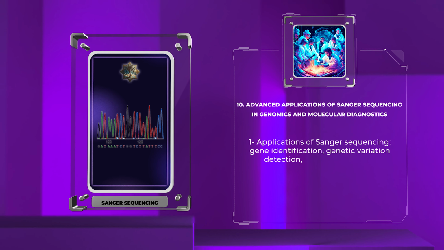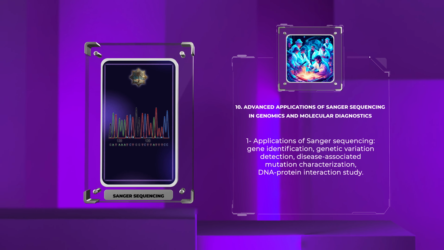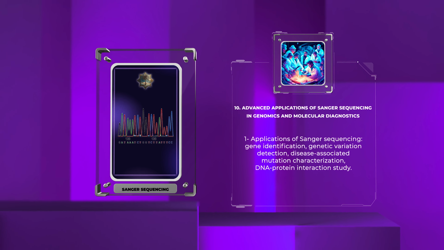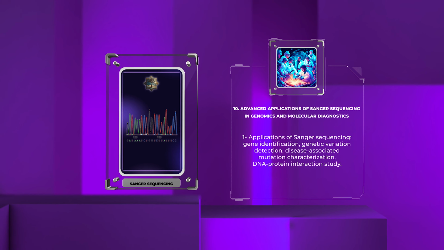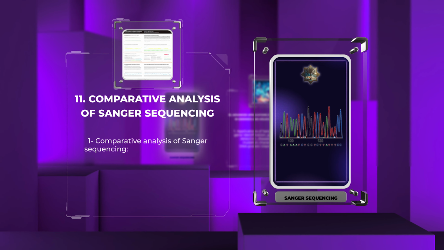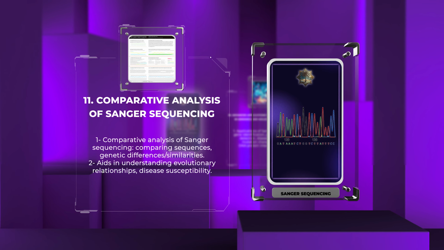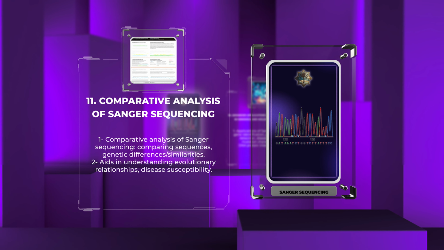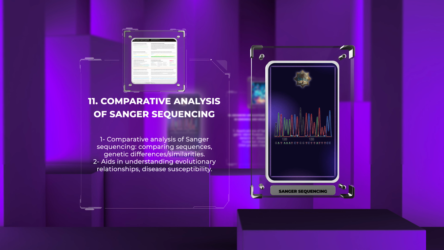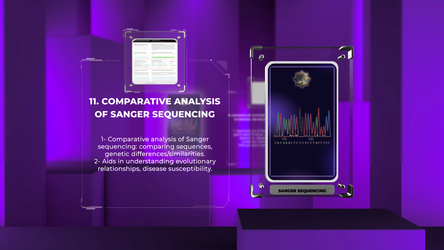Sanger sequencing finds diverse applications in genomics and molecular diagnostics. It enables gene identification, detection of genetic variations, characterization of disease-associated mutations, and studying DNA-protein interactions. Comparative analysis of Sanger sequencing data involves comparing sequences from different individuals or species to identify genetic differences or similarities. This approach aids in understanding evolutionary relationships and disease susceptibility.